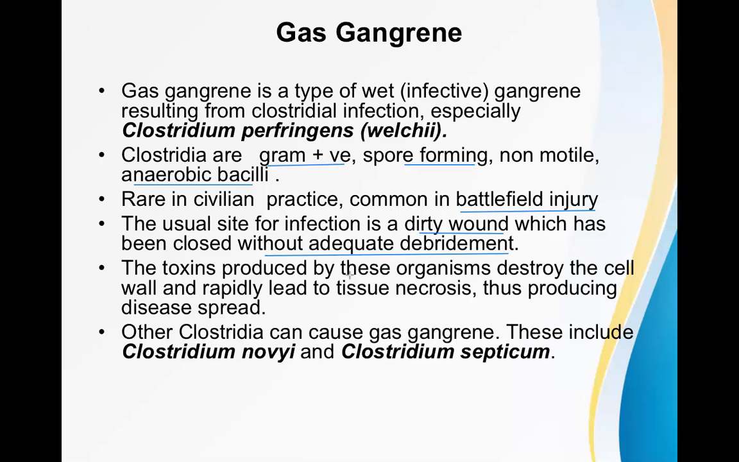The toxins which are produced by these organisms destroy the cell wall and rapidly lead to tissue necrosis, thus producing disease spread. Later on, we'll talk about the different toxins and virulence factors produced by this particular organism.